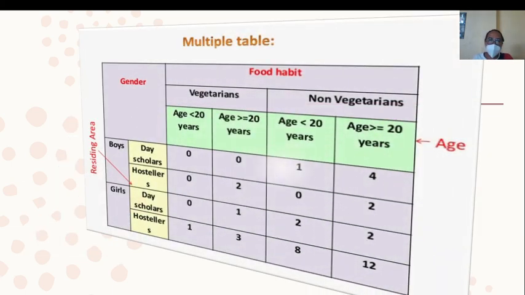Meron yung tatawag na multiple table. Ayan na. Dito, sa gender natin nakaklasify na tayo. May day scholars, the hostelers, ganun din sa girls. Nakuha yung difference ng simple table, double table, triple table, and a multiple table.